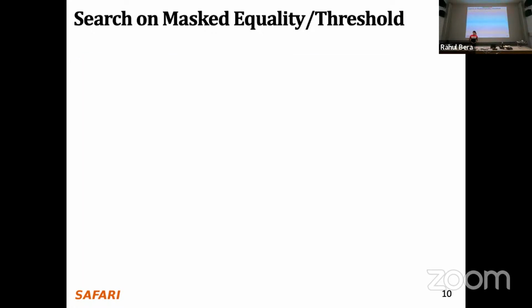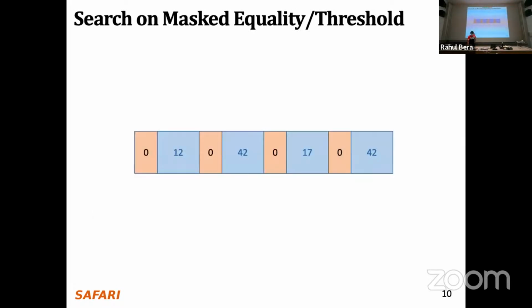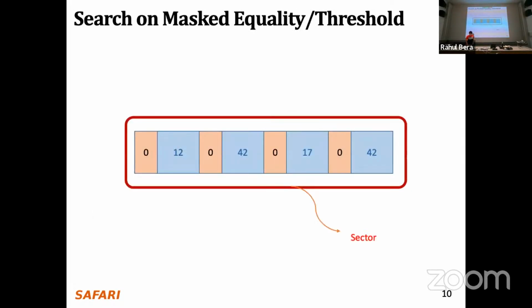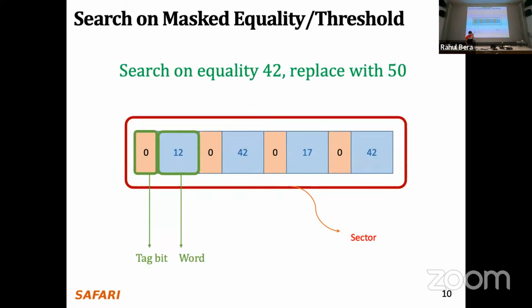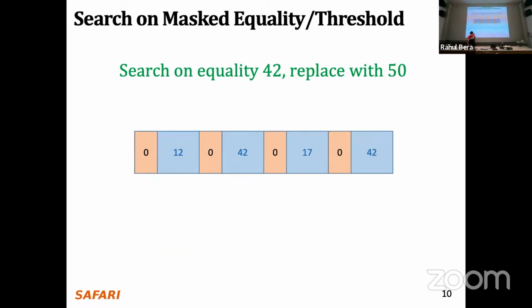So search on masked equality or threshold, let's look at how this actually works. This assumes a sector, and each word has an associated value itself and the tag bit. So let's say we want to search on equality 42 and replace with 50. This means that the tag bits of all words in the sector that are 42 are set, and the first matching word is replaced with the given argument. So we have a match, we set the tag bit. We have another match, and we set the tag bit again. And then we replace the first match with a 50. And in the end, the sector looks like this.